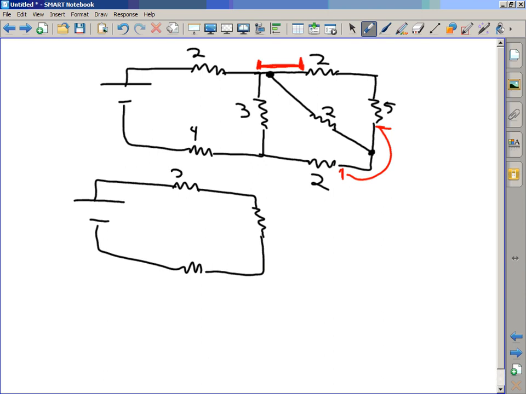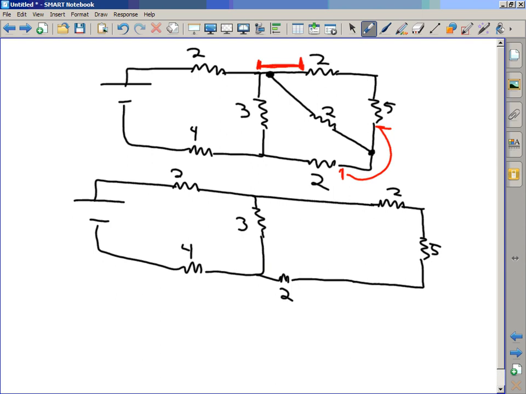Let's see, 2, 4, 3, 2, 5, 2, 2. You see what I did there?